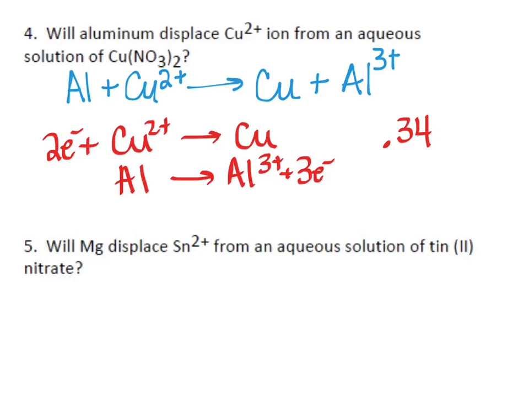Now go to the table and find aluminum and tell me what aluminum's value is. It's negative 1.66, but we flipped it, so now it's going to be positive. And then add. Now, it doesn't say to add them or anything. It doesn't say what is the value of your cell potential. It says, will this occur? Is it a positive or a negative? It's a positive. So, yes, it will occur.